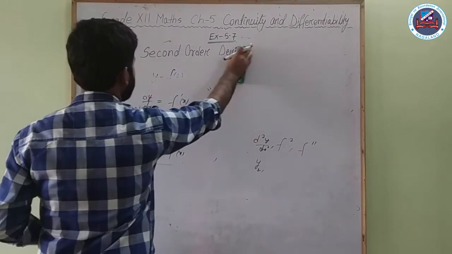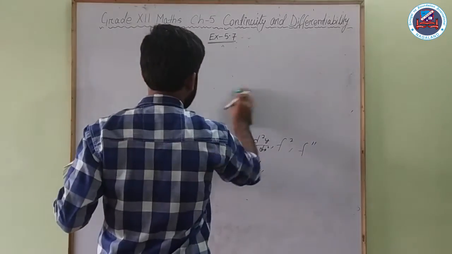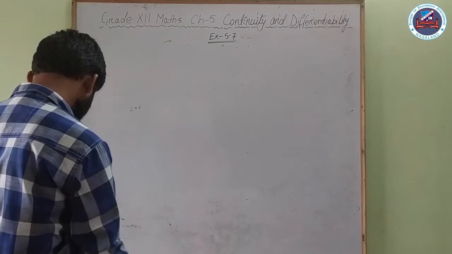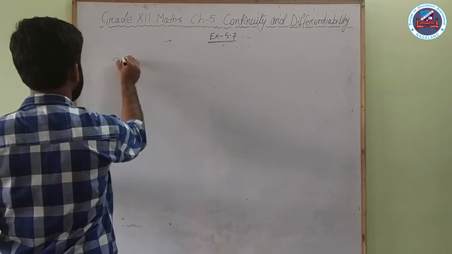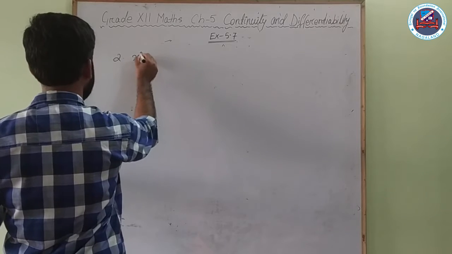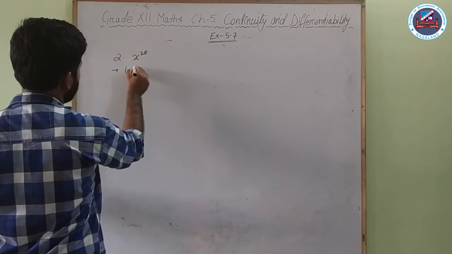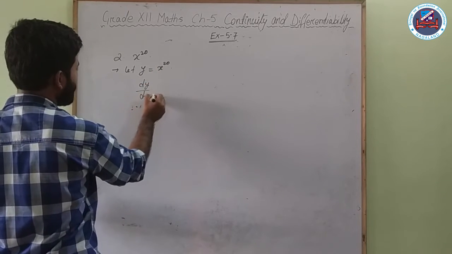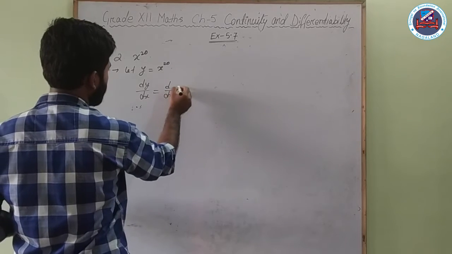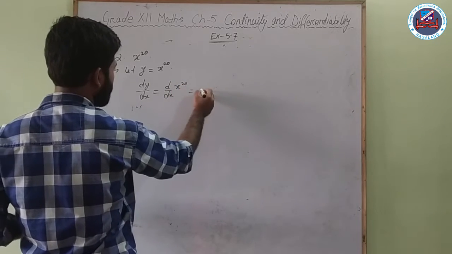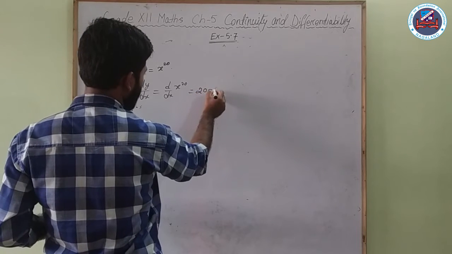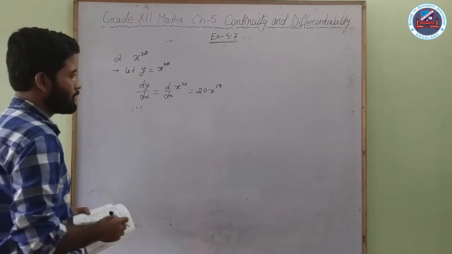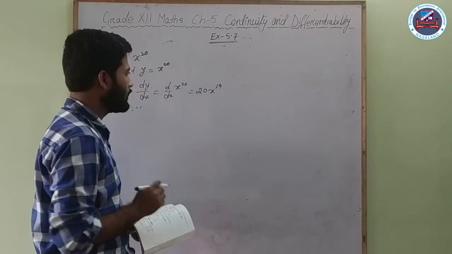Let us see. So from exercise 5.7, let us see a question. Suppose question number 2. Here it is given x to the power 20. Now let y is equal to x to the power 20. Then what will be the first derivative? It will be dy by dx, that will be d/dx of x to the power 20, and that will be equal to 20 x to the power 20 minus 1, that is 19, isn't it? Because we know that derivative of x to the power n is n x to the power n minus 1.